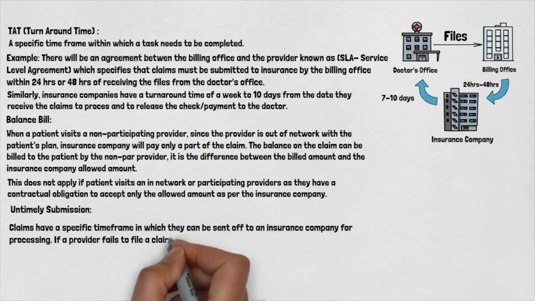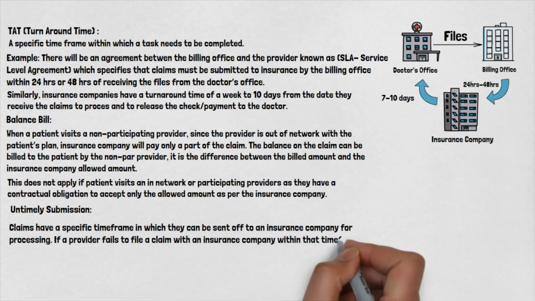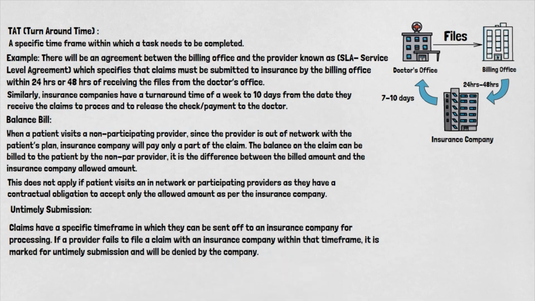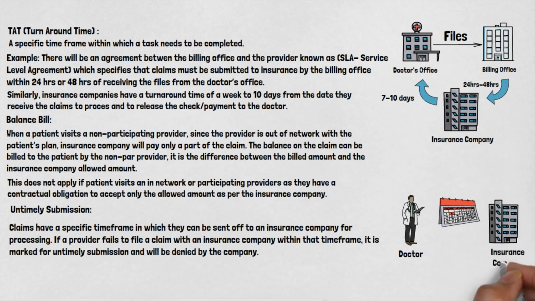Now the next one is untimely submission. Now all the claims have a specific time frame in which they can be sent off to the insurance company for processing. If a provider fails to file a claim with the insurance company within that particular time frame, it is marked for untimely submission and will be denied by the insurance company. Now different insurance companies have different time frames within which the claim should be submitted to them. Thank you.